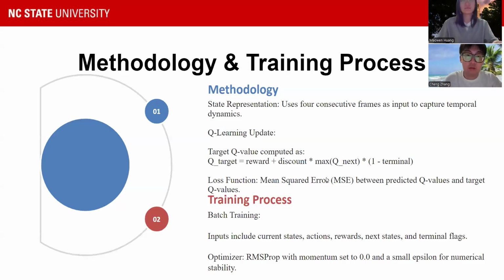We followed the standard Q-learning method. Each input is made of 4 consecutive frames. The target Q value is calculated as shown in this formula. And we use MSE loss between predicted and target Q values. We also use the RMSProp optimizer, and the model supports checkpointing, so we can save and reload the training process.